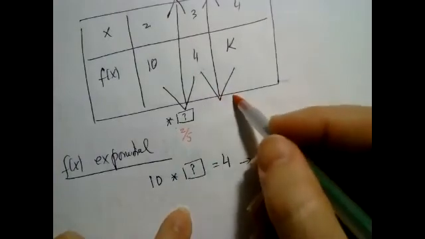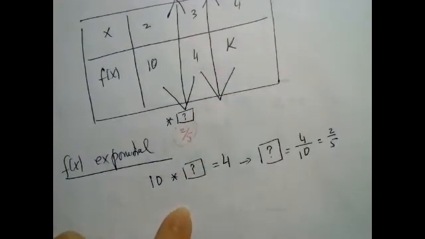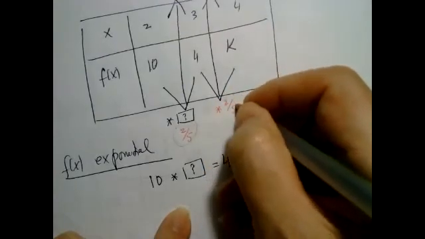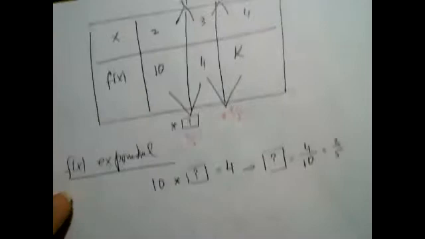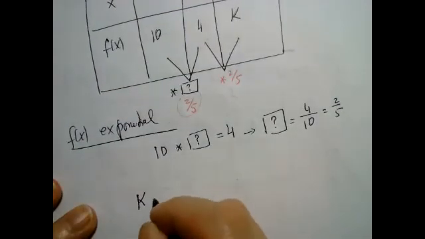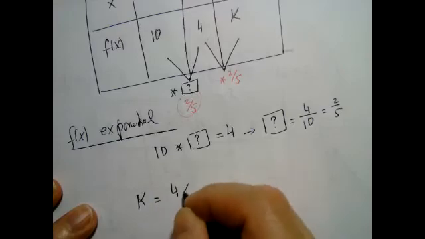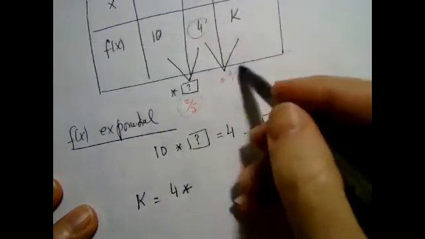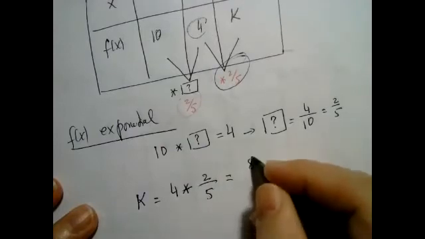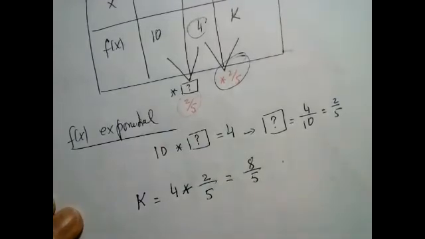Okay. So once I figure out the 2/5 here, we should multiply by the same one because x is increasing by 1. It means that k should be the previous value, which is a 4, multiplied by 2/5. It means it's 8/5. And that will be my k.